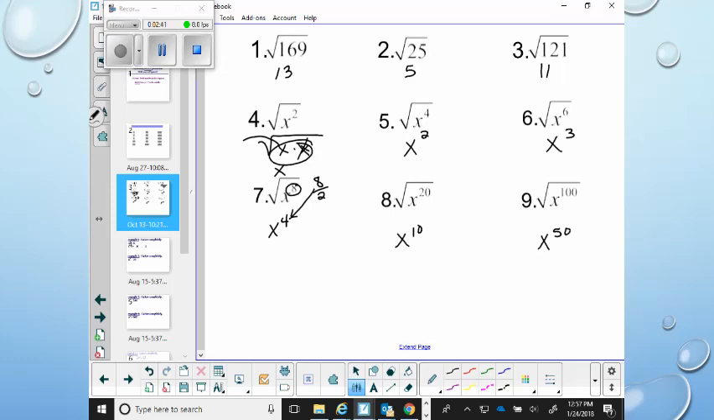Right. So if it's an even exponent, is it a perfect square? Yes. If it's an even exponent, it's a perfect square. Just take your exponent and divide it by 2. Okay?